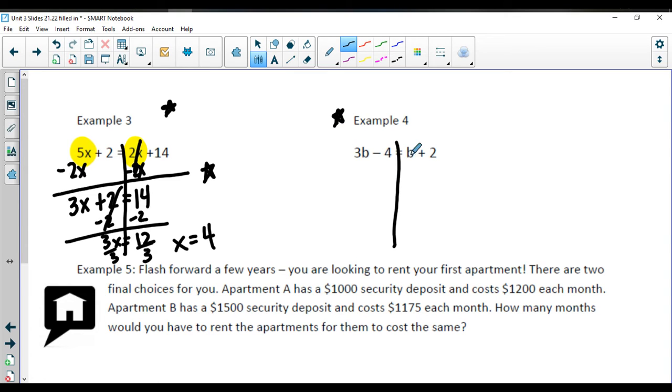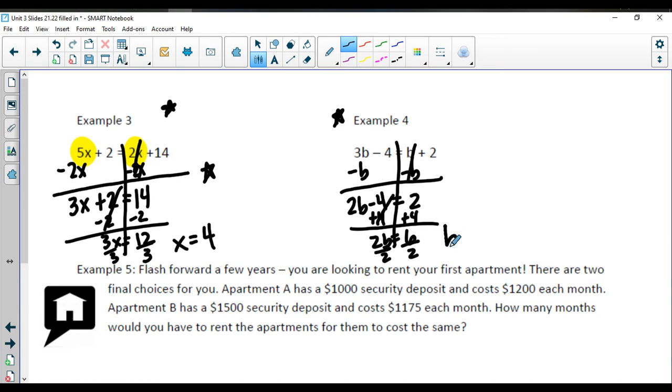All right, so I'm moving this regular b, so I'm just going to minus b to both sides. This leaves me with a 2. 3b minus b is 2b, and we have a minus 4. Adding 4 to both sides, so we get 2b is equal to 6. Divide through by 2, and I get b equals 3.